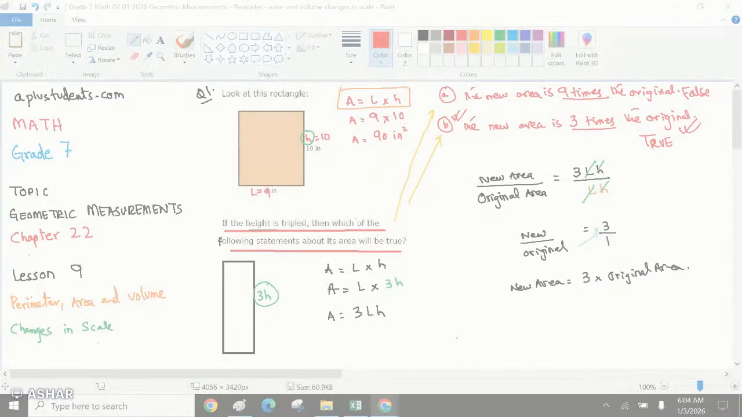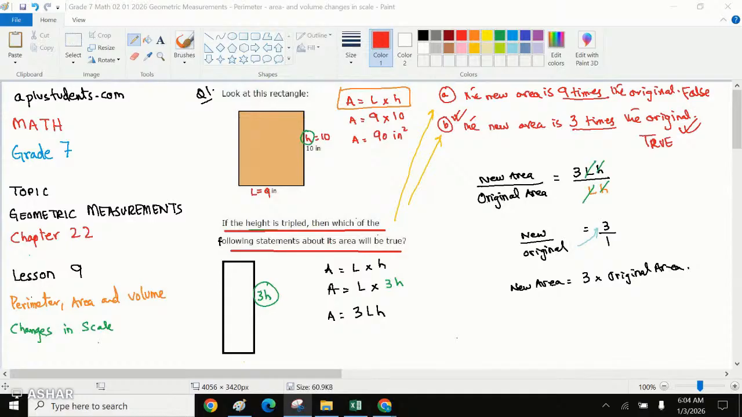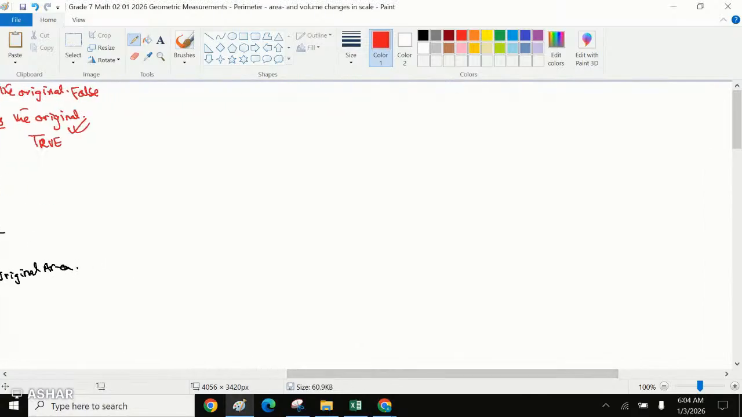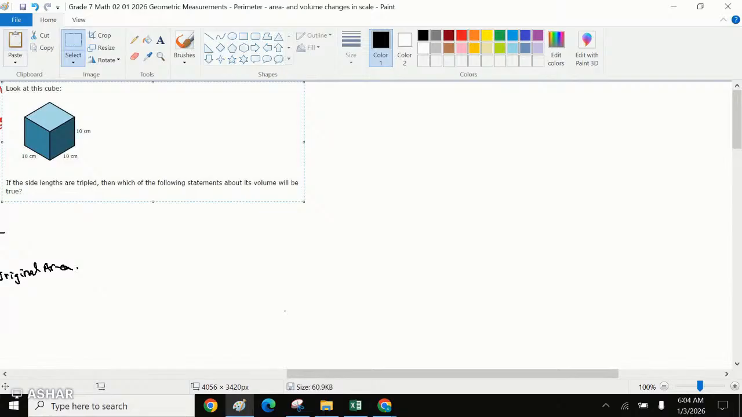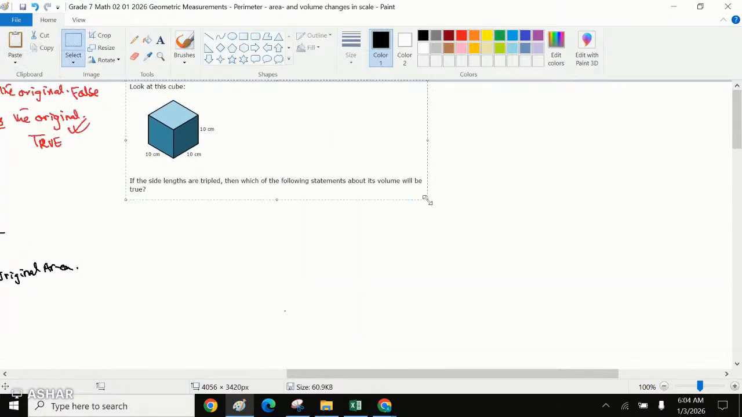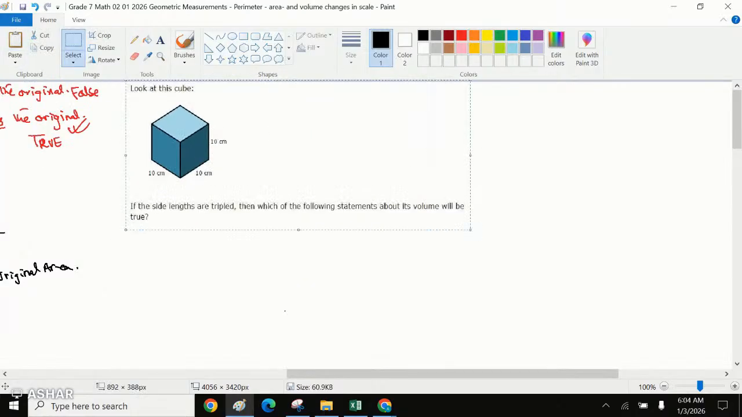If a cube is given in the next one, a cube is given to us. Okay. I'll give you a hint as well to make our lives easier in the end. In question number 2, it says, let's look at this cube and which of the following statements is true. Okay, let's see. Just a minute. Let me align this first. Okay, let's create the statements.